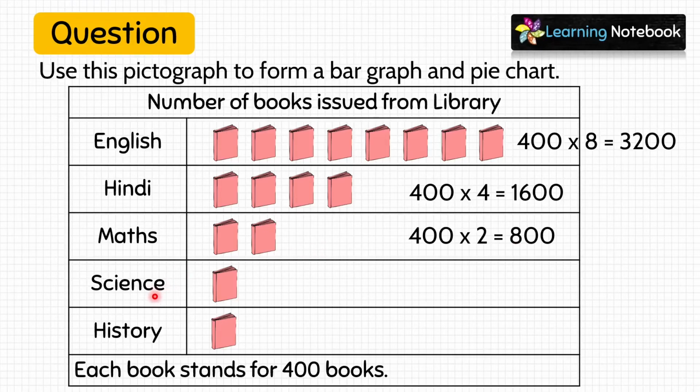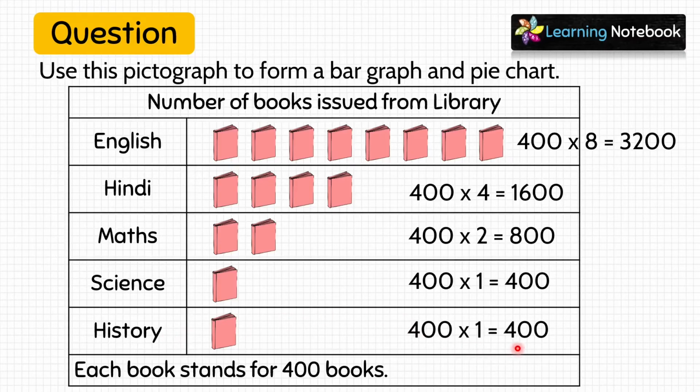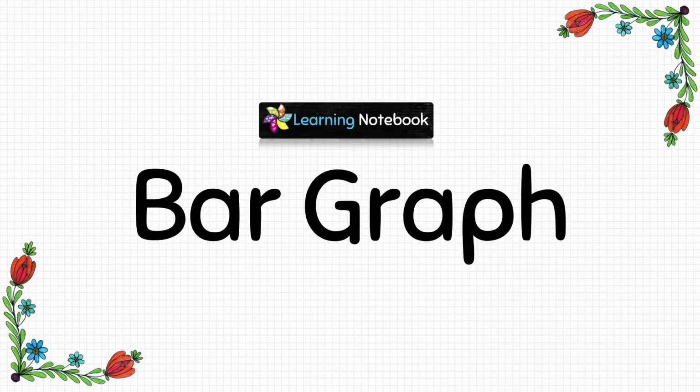Next, for science, there is only one book. So it means 400 multiplied by 1 equals to 400. So 400 books of science subjects were issued from library. Next, for history also there is only one book. So 400 books of history subjects were issued from library. Now we know number of books for each subject issued from library. So let's represent this data using bar graph.